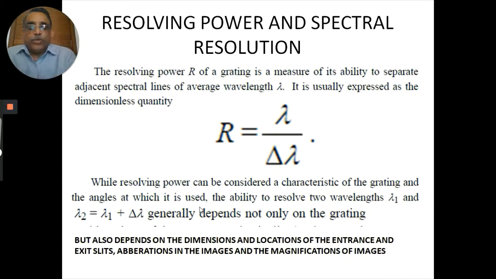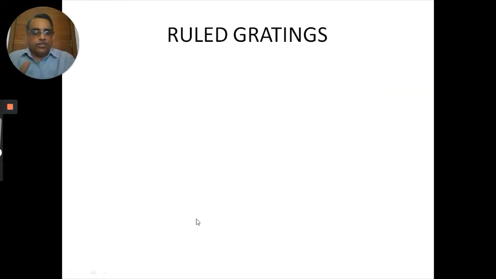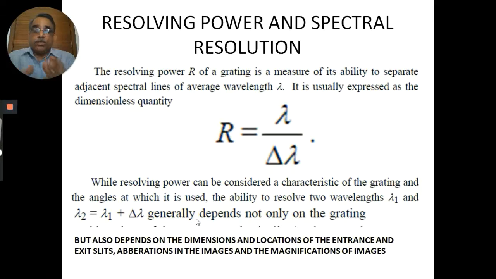Your resolution not only depends on the R factor. When you combine the grating with your spectrometer, otherwise monochromator, you will see that the entrance slit width and exit slit width also decide the resolution. But it is good to have the grating also contribute in a major fashion to the resolution, which is nothing but the ratio of lambda by delta lambda. That is what we call a grating.